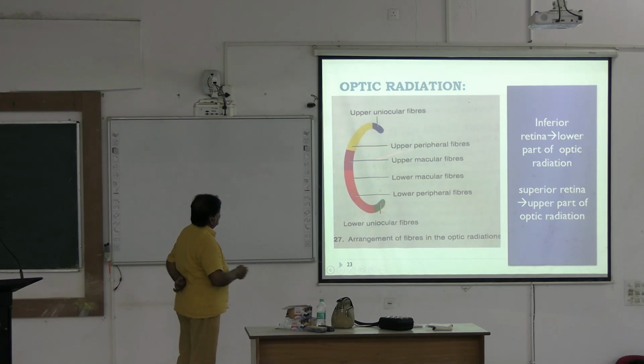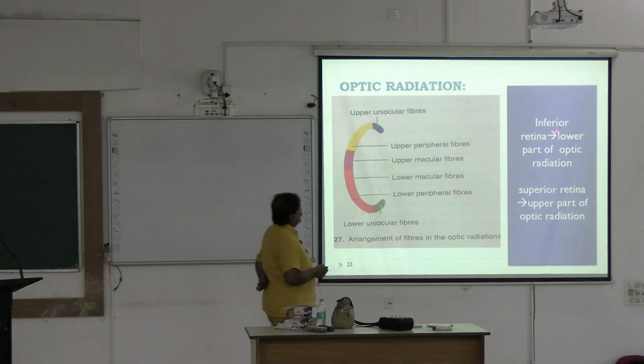You draw a diagram and practice the arrangement of fibers in the optic radiation: inferior retina to the lower part of the optic radiation, superior retina to the upper part of the optic radiation.